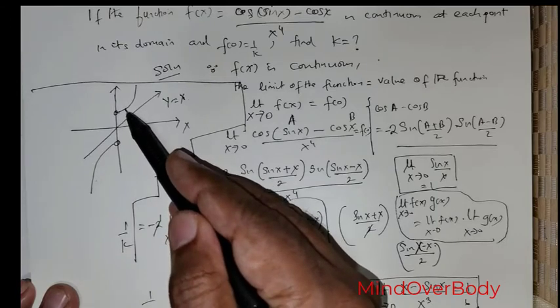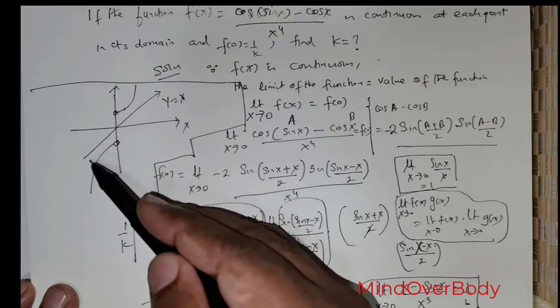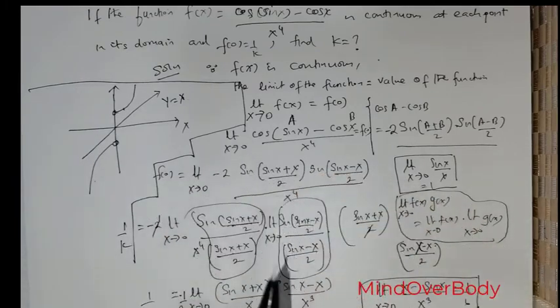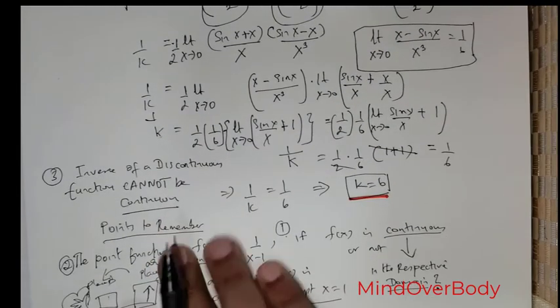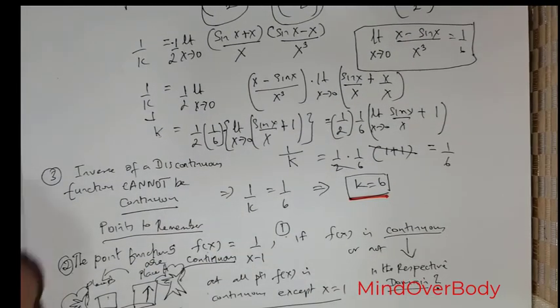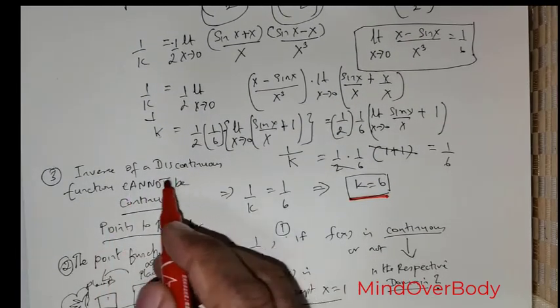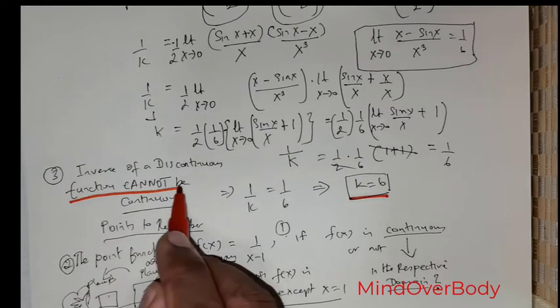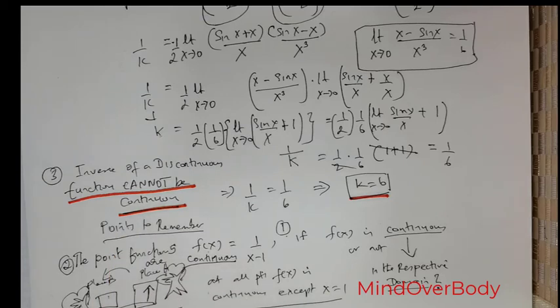The original function is already discontinuous, and its inverse is also discontinuous. So that's the underlying point. So the important point that we will have to settle here is inverse of a discontinuous function cannot be continuous. So that completes our lesson for today, students. Thank you.